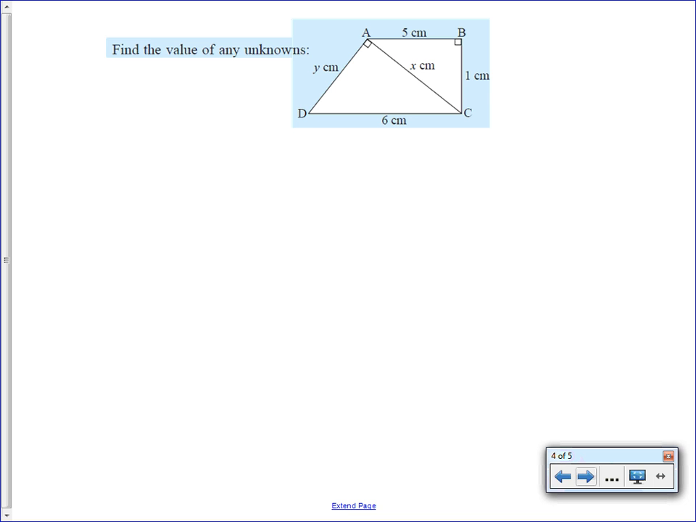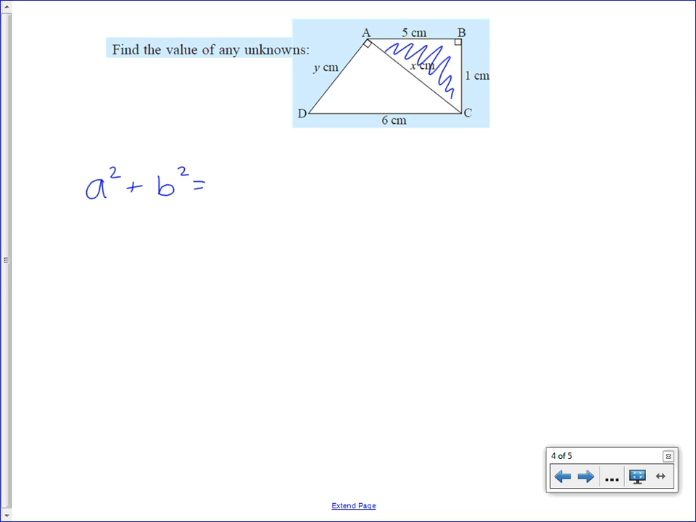Another extension, so find the value of any unknowns. Now it's asking us to find x and y as part of the same problem. And I see two different right triangles here. I'm not going to be able to find x and y at the same time. In fact, I'm not going to be able to find y at all until I've found x. So in this triangle up here, triangle ABC, I have enough information to figure out x. That triangle gives me the 5 centimeters and the 1 centimeter as the two legs, and x as the hypotenuse. So I'm going to start in that triangle by finding x.